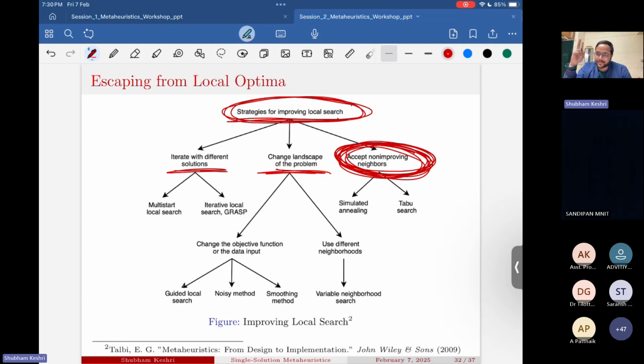The two algorithms that come under it are simulated annealing and taboo search. These are all modifications of local search. Simulated annealing is a modified version of local search. Taboo search is a modified version of local search, and all these algorithms mentioned over here are in some way or the other modifications of local search. So simulated annealing as well as taboo search accepts non-improving solutions, and then tries to move to a different local optima.